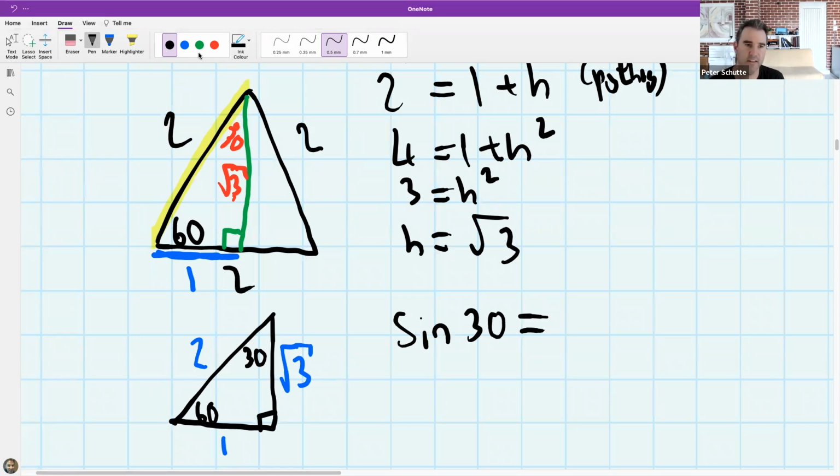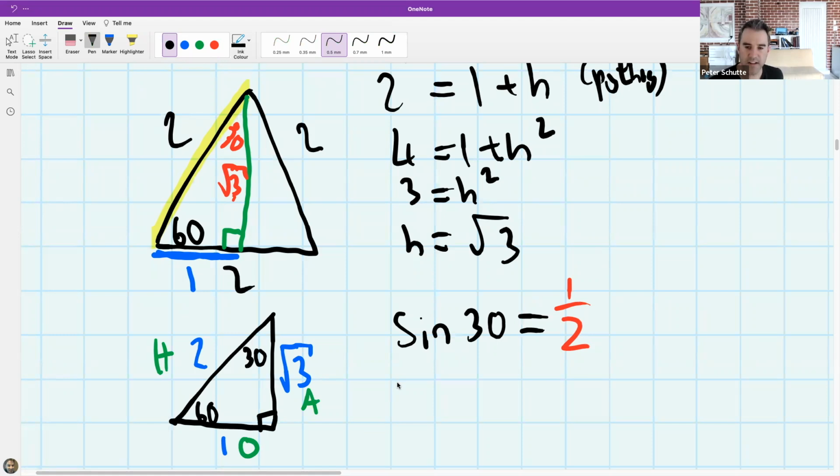So in order to get the sine of 30, we look at our triangle and we say this is O, and this is H, and this is A. And so the sine of 30 is O over H. So it will be 1 over 2, because O over H.